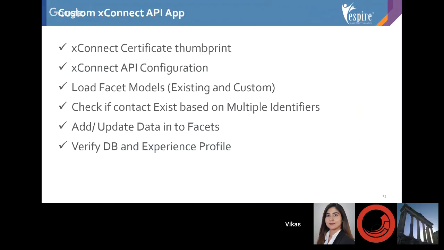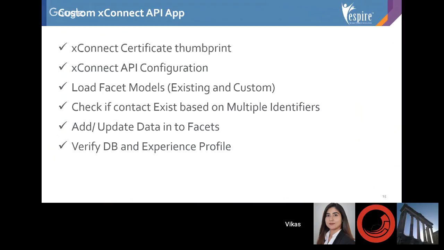So what we have done here is build a custom xConnect application that moves the information from different centers to the university XDB database, and then we can further personalize. To build that application, as we discussed earlier, the certificate is very important for any client application using xConnect. You do have to provide the certificate thumbprint. We'll walk you through the code of that.